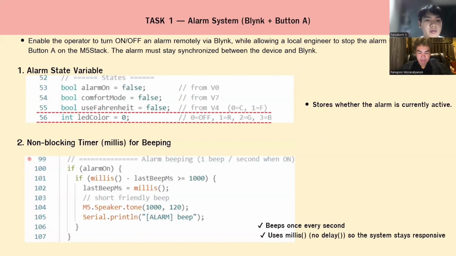In task 1, the goal was to create an alarm that can be turned on and off from Blynk and also stopped locally using button A. So the first part of my code defines a variable called alarmOn. This variable is the heart of the alarm system. Whenever the alarm is supposed to be active, this variable becomes true, and every part of my code checks this variable to decide what the system should do. By having one variable control the entire alarm, I can keep both the physical device and the Blynk app synchronized.